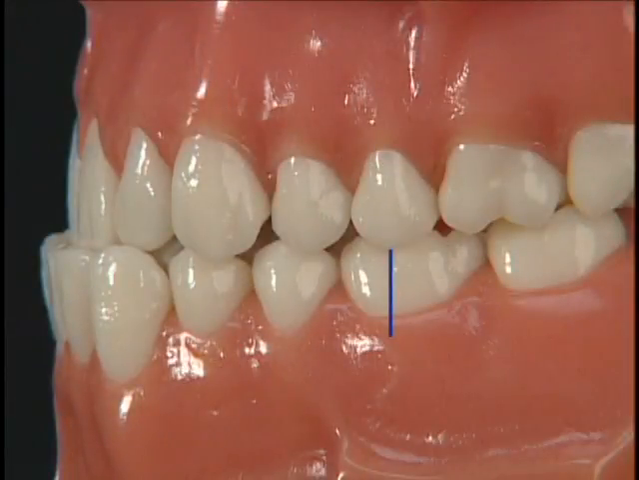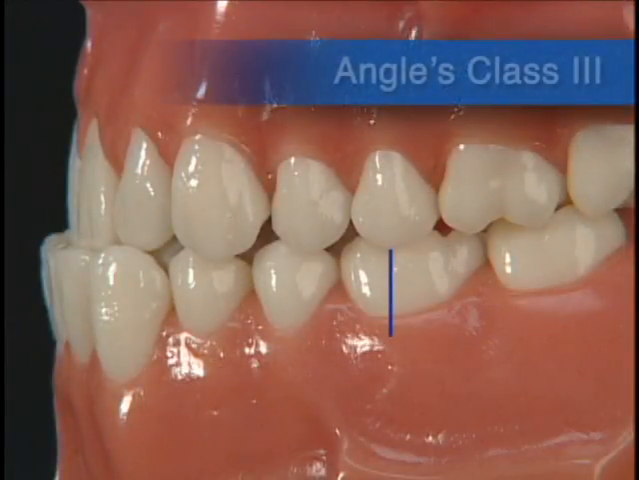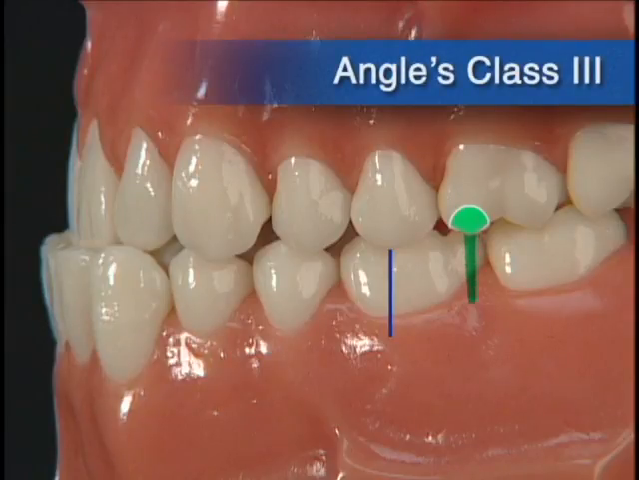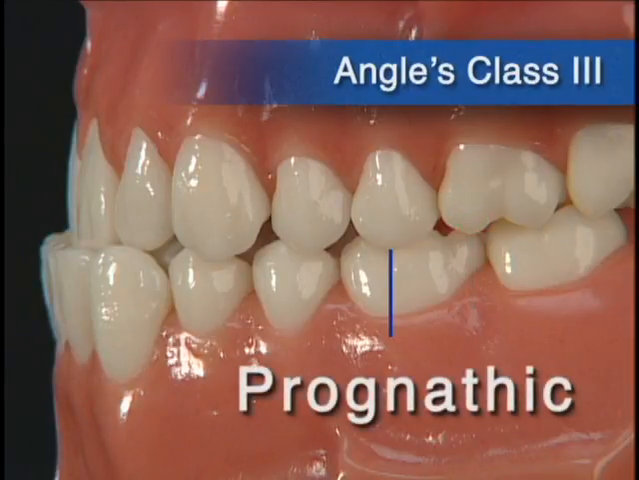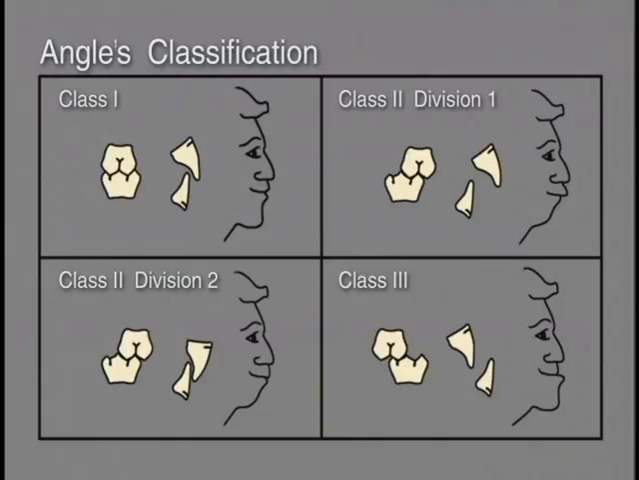In an Angles Class 3 relationship, the mesiobuccal cusp tips of the upper first molar occlude distally to the mesiobuccal developmental groove of the lower first molar. This is considered a prognathic bite, a malocclusion that is visible as a protrusion of the lower jaw anterior to the upper arch. So how can you use this knowledge in your daily work?